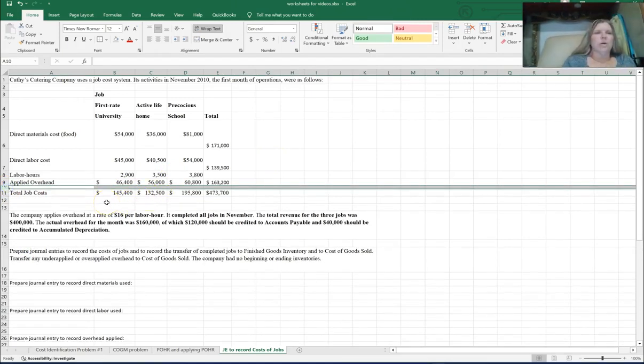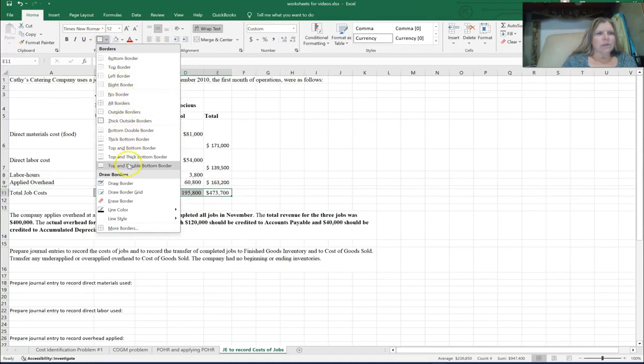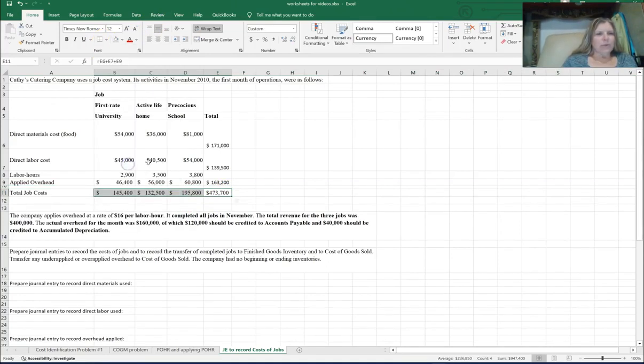So I get total job costs for First Rate University of $145,400. For Active Life Home is $132,500, and for Precocious School is $195,800. So the total for all of them is $473,700. Let me underline these. So again, just to give it some clarity when we start making these journal entries. Okay.